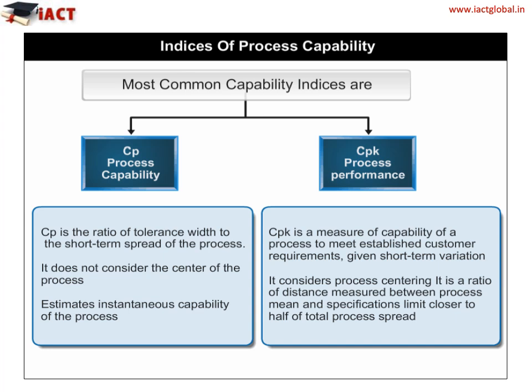CP and CPK are the most widely used indices of capability. CPK can be described as process performance and CP as process capability. CP is a ratio of the tolerance width to the short-term spread of the process. It estimates the instantaneous capability of the process. CPK is a measure of the capability of a process to meet established customer requirements, given short-term variation. It is a ratio of the distance measured between the process mean and the specification limit closer to it, to half of the total process spread.